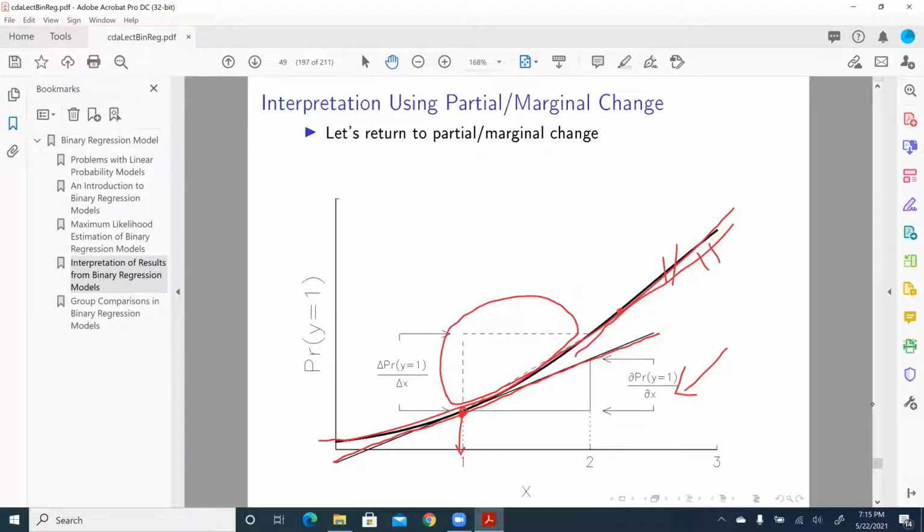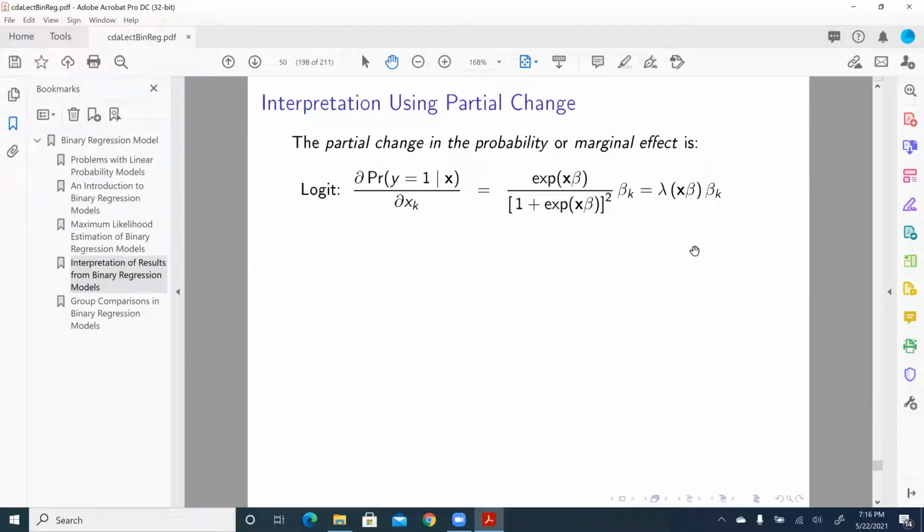Now here, what I'm talking about, the partial marginal effect, is the effect of x on the probability. That's the y. Let me repeat. The partial and marginal change, or partial marginal effect, is the effect of x on the probability in this case, at a certain location, a given x. It's not fixed.